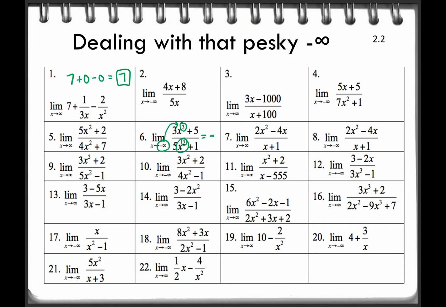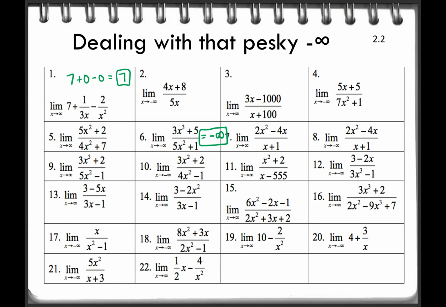And then don't forget about finding the answer. Of course, when we have a bigger value on top, that is going to give us an infinity. And in this case, it's going to be a negative infinity. And also be aware of the fact that you've got these coefficients as well. That does impact the answers. So number 6 is negative infinity.